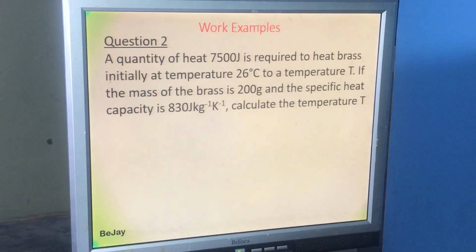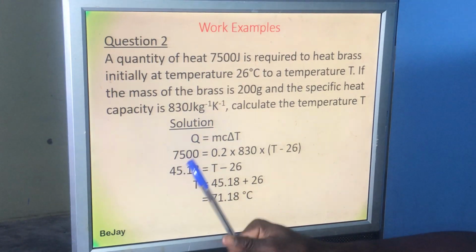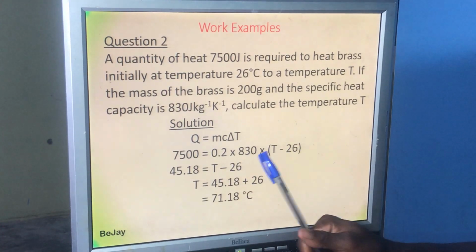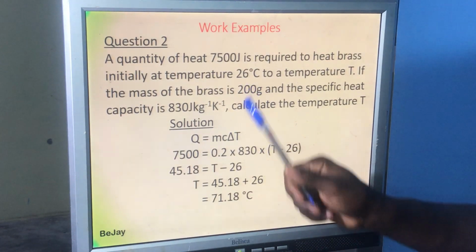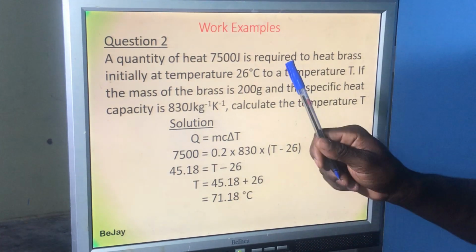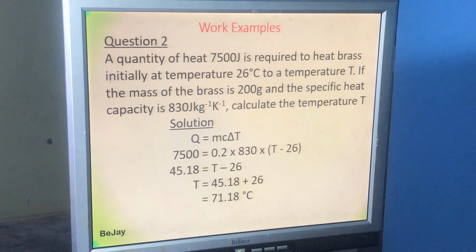So we write our formula, Q equals mc delta T. We have been given the value of Q, that is the amount of heat. So we make T the subject. Remember to convert the unit if the specific heat capacity is in kilograms. We make T the subject and finally we get 71.18 degrees Celsius. It means that in order to heat brass from 26 degrees Celsius to 71.18 degrees Celsius, we require an amount of heat of 7,500 joules. I hope that is clear.